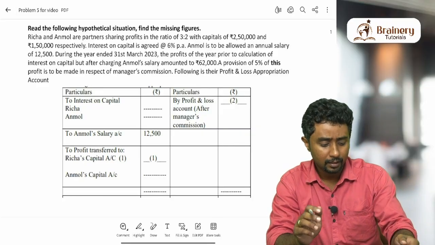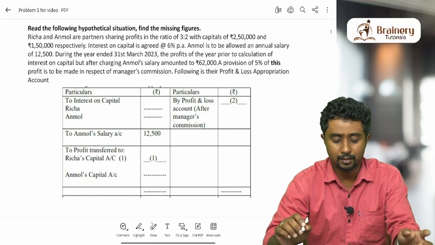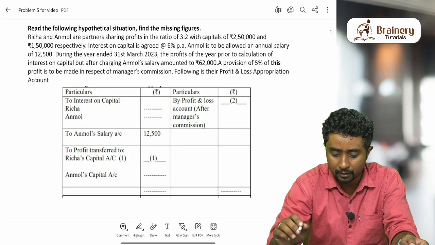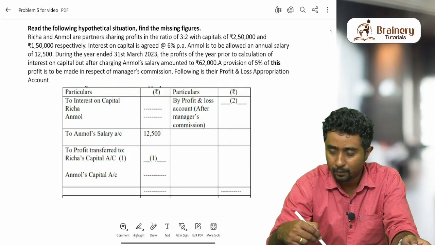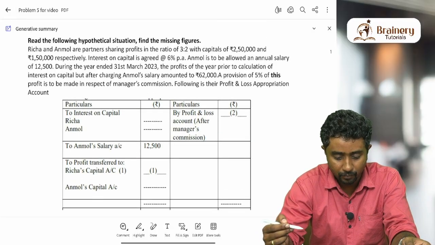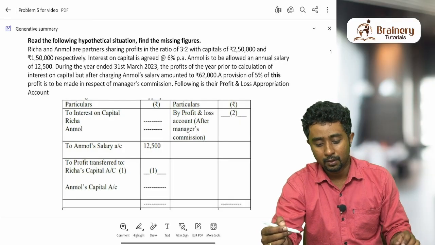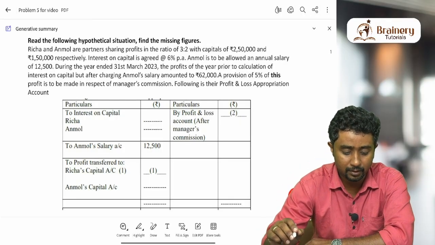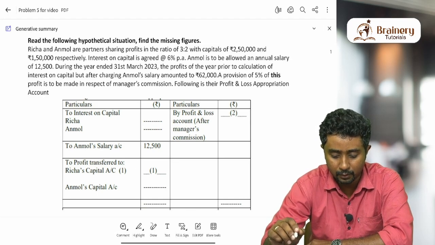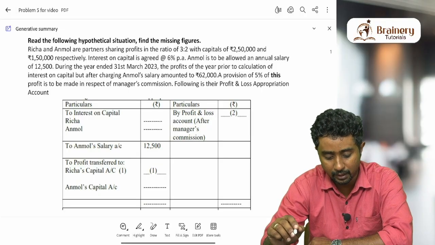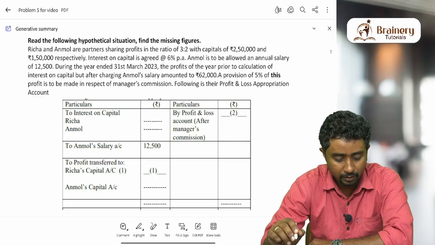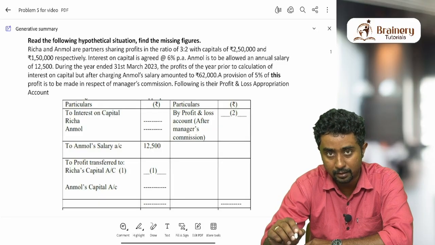As you can see on the screen, this is the question. Richa and Anmol are partners sharing profits in the ratio of 3:2 with capitals of 2,50,000 and 1,50,000 respectively. The interest on capital is agreed at 6% per annum. Anmol is to be allowed an annual salary of 12,500. During the year ended 31st March 2023, the profits for the year prior to calculation of interest on capital but after charging Anmol's salary amounted to rupees 62,000. A provision of 5% of this profit is to be made in respect of manager's commission.